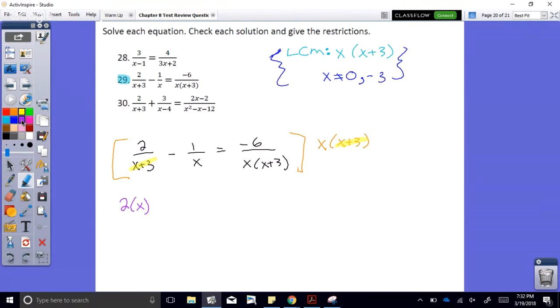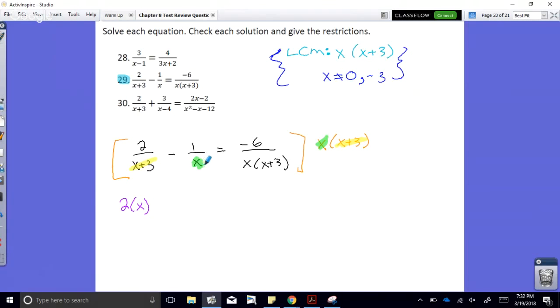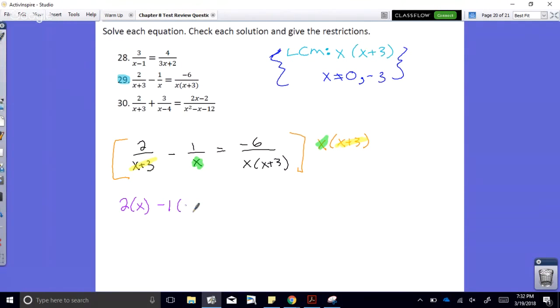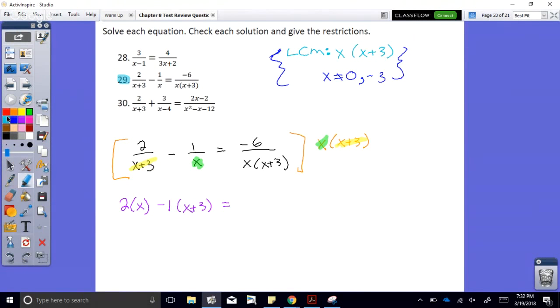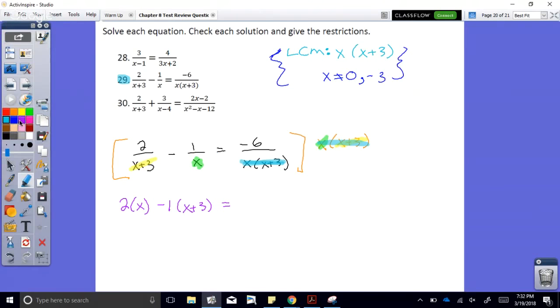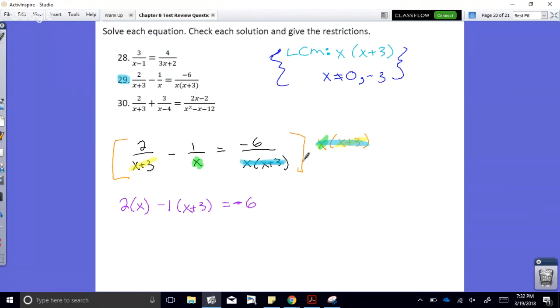Now if you do the second piece, this time the x's would cancel. So I would be left with a negative 1 times an x plus 3, because this time the x plus 3 would stay. If you look at the last piece, it's got x and x plus 3, which means the whole thing would cancel. So I would just be left with the negative 6. So once you multiply everything by the LCM, you cancel what can cancel. We're now going to solve.